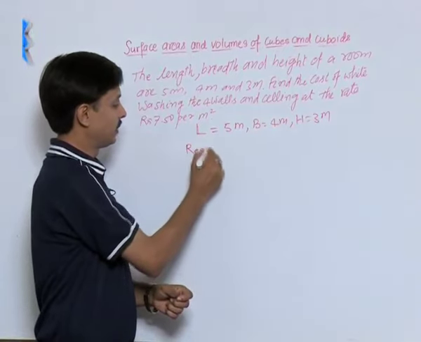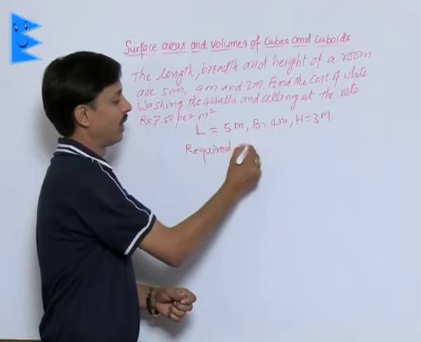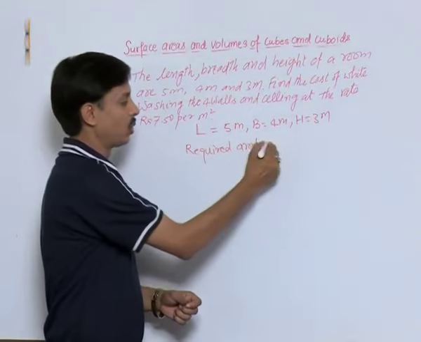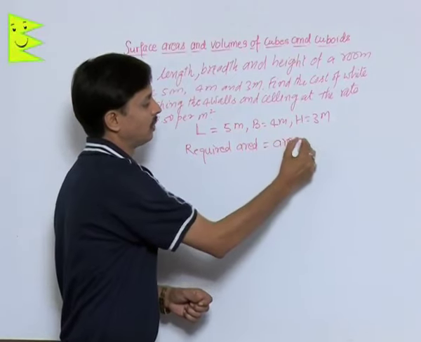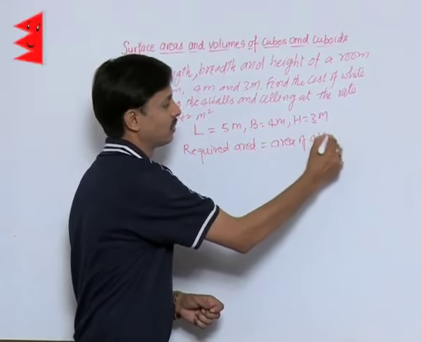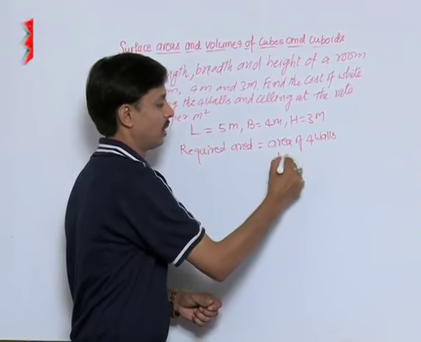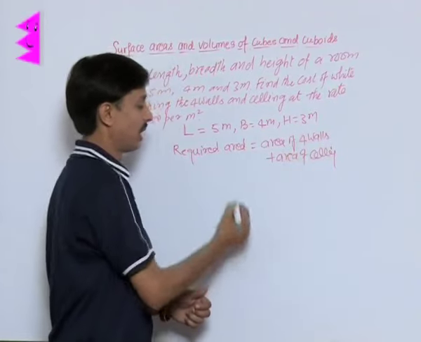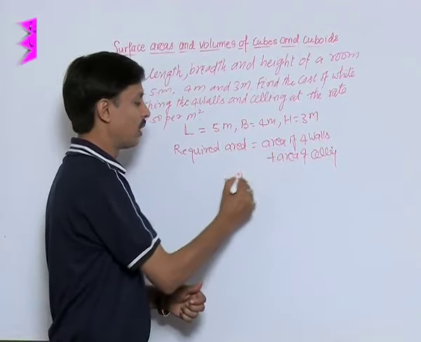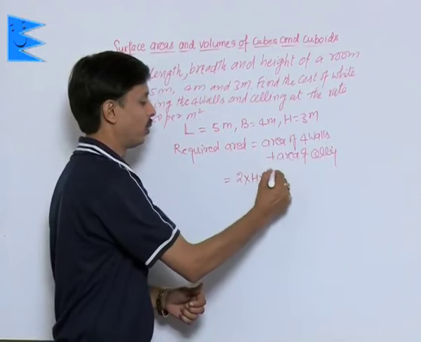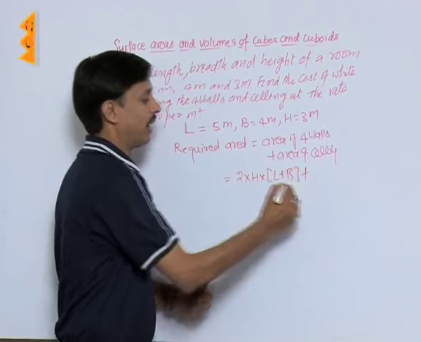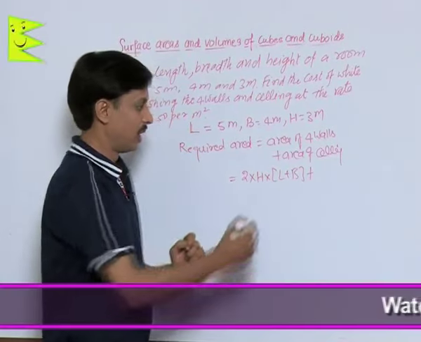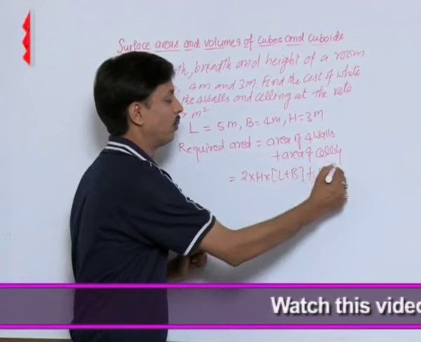Required area is equal to the area of 4 walls plus the area of the ceiling. You know that the area of 4 walls is given by 2 into height into (length plus breadth), and the area of the ceiling is always the same as the area of the floor. So the area of the floor is length into breadth.